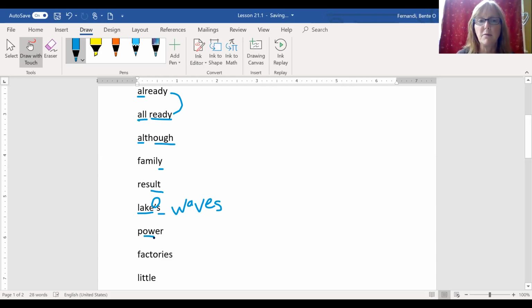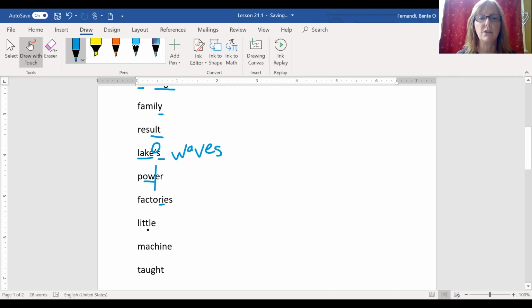We are going to use OW here because it is the end of a syllable, power, using the ER at the end of the word. Factories, here's where we've changed our I to a Y, our Y to an I, and added ES. Factory becomes factories. Little, the ul sound at the end is that L-E-T-L-E, till, little.